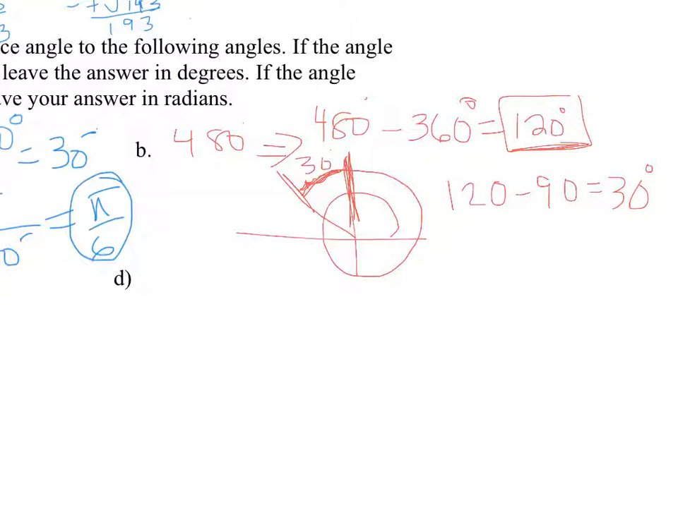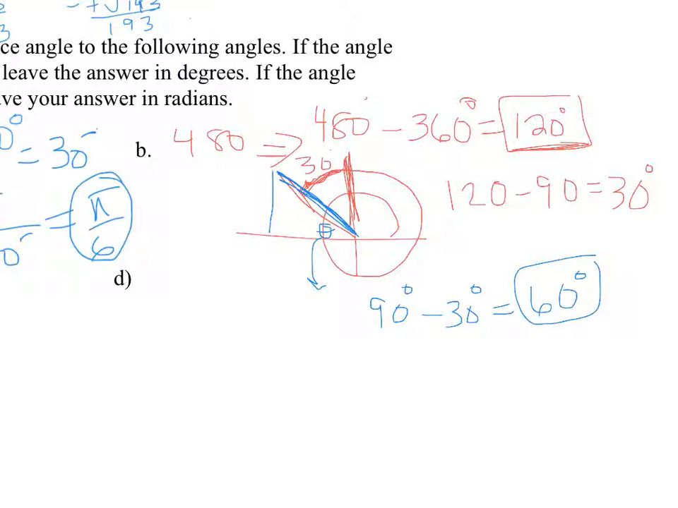No, your answer is not 30. Unlike A, remember, your reference angle is between the terminal side and the x-axis. 30 degrees is not. So you have to find that reference angle. It's 90 degrees minus 30 degrees. So your reference angle is 60 degrees for B. Or you could write pi over 3.